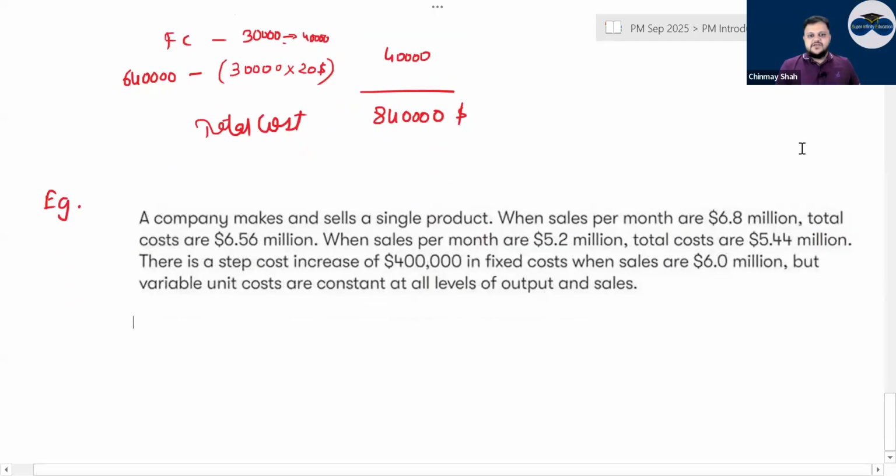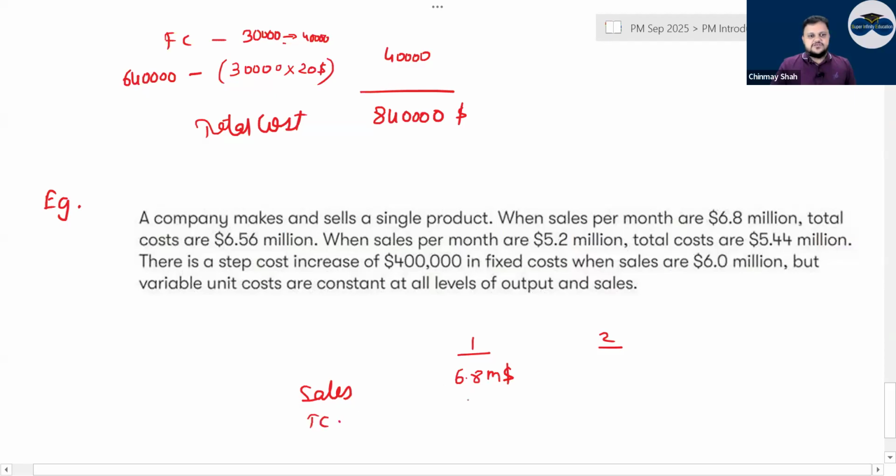A company makes and sells a single product. When sales per month are $6.8 million, total cost are how much? Sale दिया, total cost दिया, correct, right? When sales per month are 5.2 million, total cost are 5.44 million. देखो जरा, so I'll write in perspective. First and second option. Sales कितना है first में? 6.8 million. Correct.